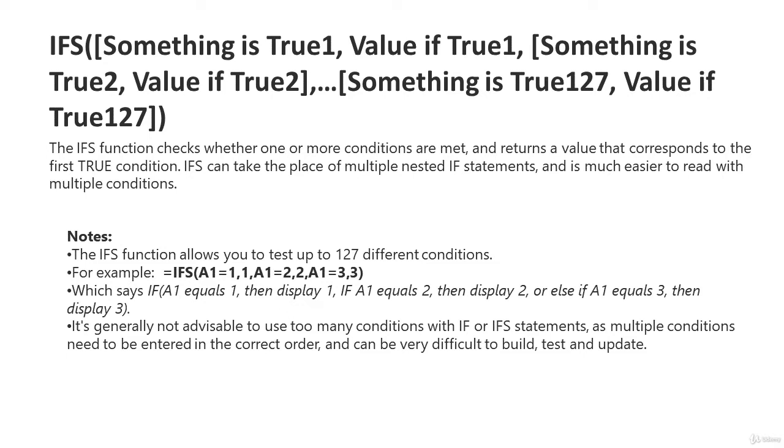Okay. So can you do a function in there? Yes. Okay, great. You can. So you could say, if this is true, then do a percentage or something along those lines. You can put that in your value if true. And you can have up to 127 pairs.